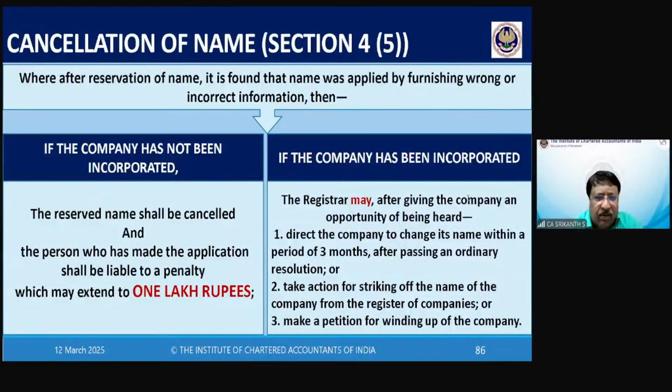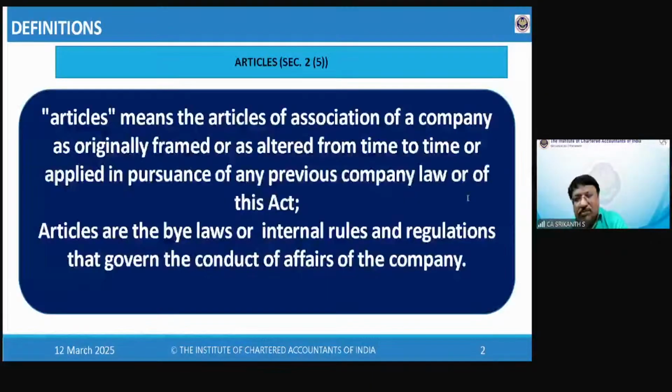Okay, so they'll give the option: boss, this is not correct, somehow I've given it to you knowingly, now Mr. Aditya has pointed out, so please change the name within a period of 3 months after passing an order resolution. Or take action for striking off the name of the company from the register of companies itself. Or make a petition for winding up of the company. So that's what. Okay.